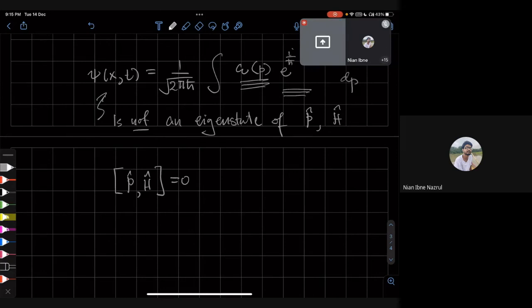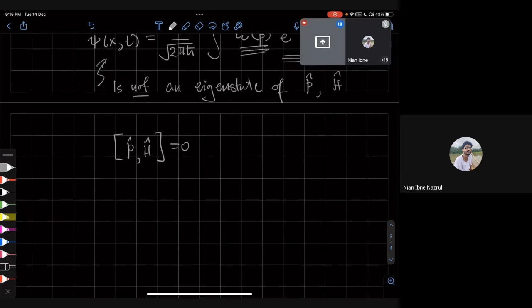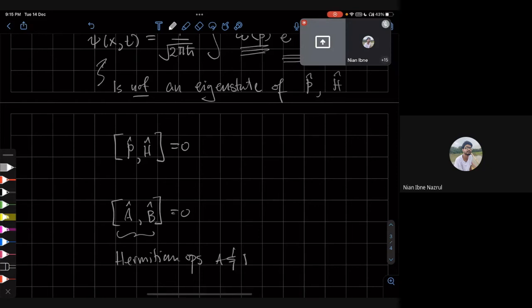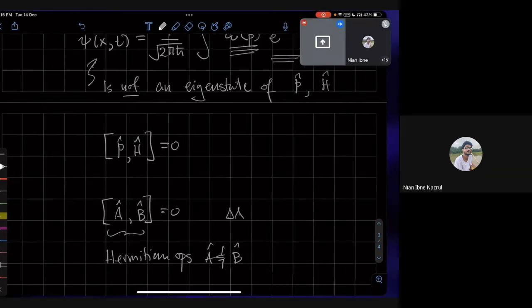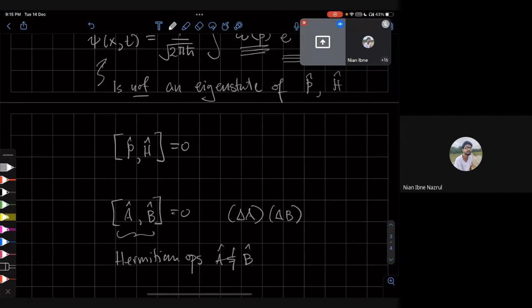Now, although we won't cover that in detail in this course, if we have two operators, A and B, which do not commute, say they're Hermitian operators, then delta A, the uncertainty in observing A, and delta B, the uncertainty in observing B, can be arbitrarily 0. So this means that you can observe both of them with arbitrary accuracy. Okay.